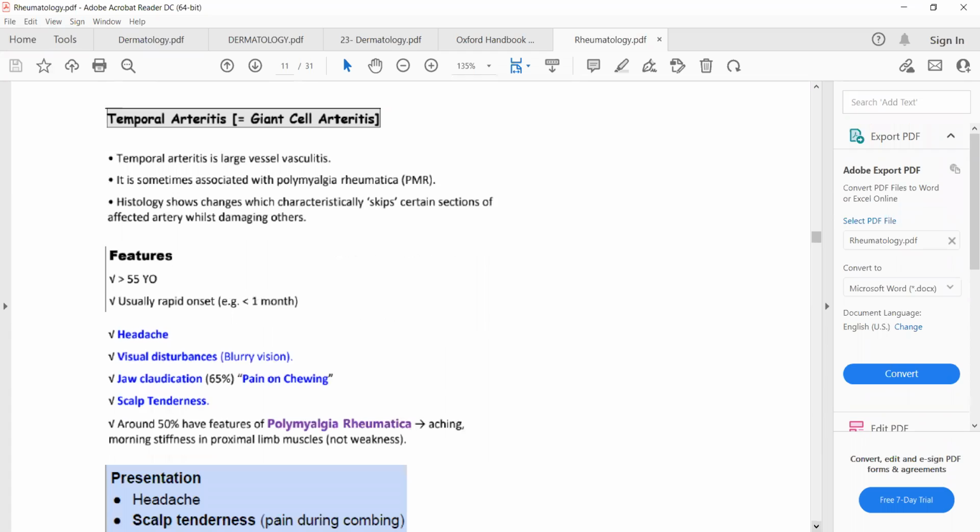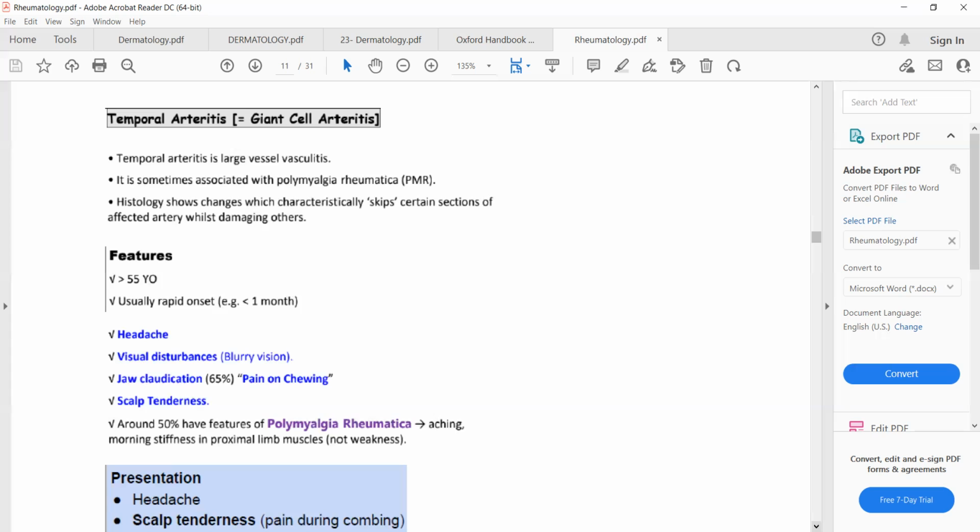So temporal arteritis or giant cell arteritis usually occurs in association with polymyalgia rheumatica, or even it can occur without polymyalgia rheumatica. So what are the features of temporal arteritis or giant cell arteritis? Temporal arteritis is basically a large vessel vasculitis, and the vessel that is affected is the temporal artery. It is common in people who are above 50.